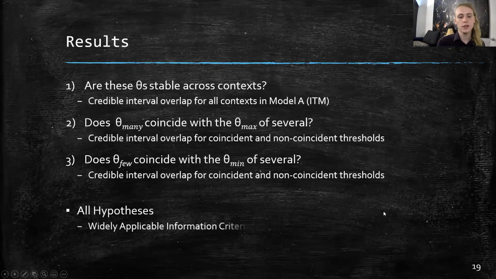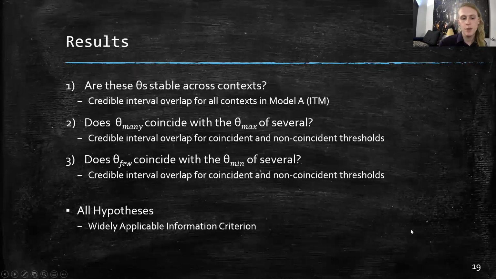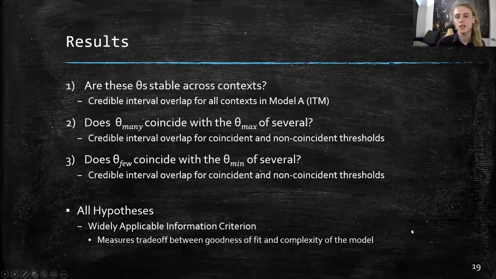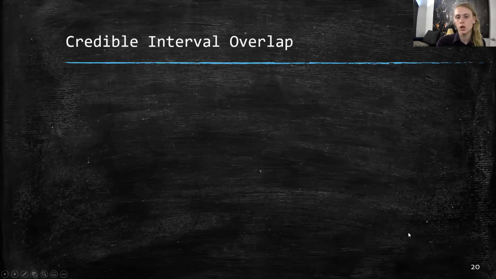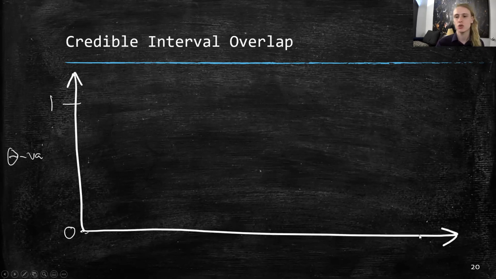Finally, for all of our hypotheses, we're going to implement the widely applicable information criterion. This is just a metric which tells us the goodness of fit of each model while trading off for model complexity. Okay, before I show you the credible interval overlap graphs, I want to give you some intuition for what we're looking at. On the y-axis here, we have our theta values somewhere between 0 and 1. And across the x-axis, you're going to see a number of different contexts, right?